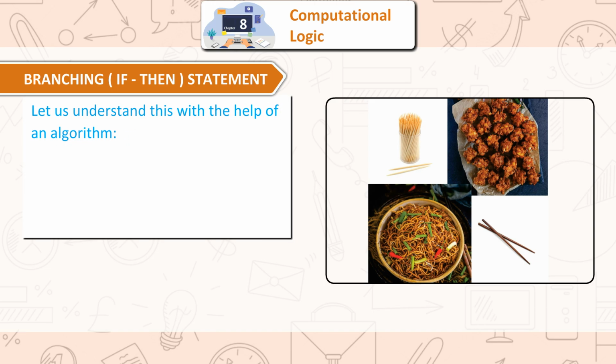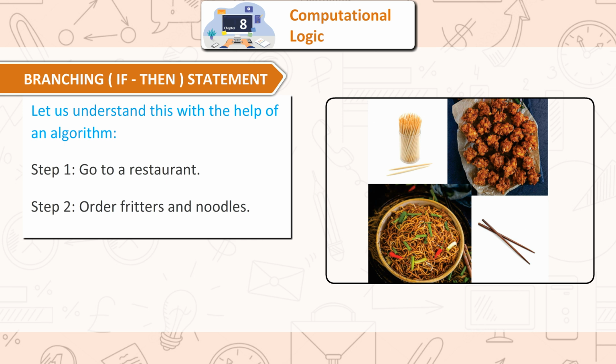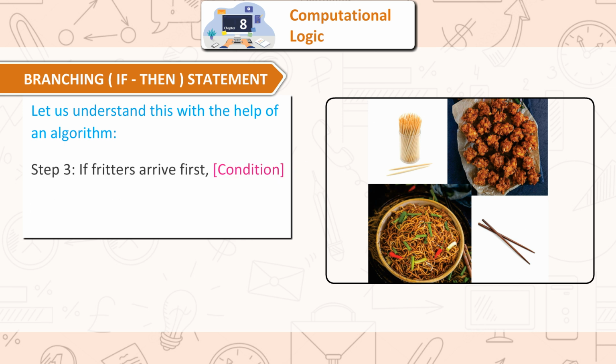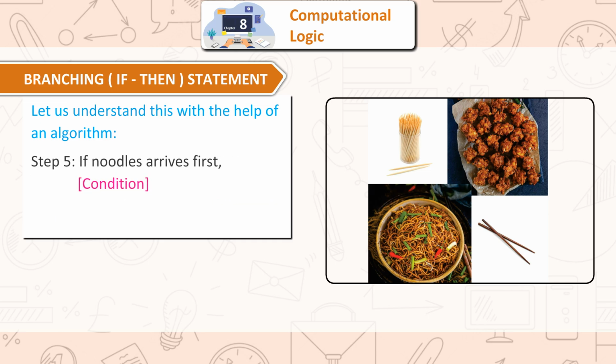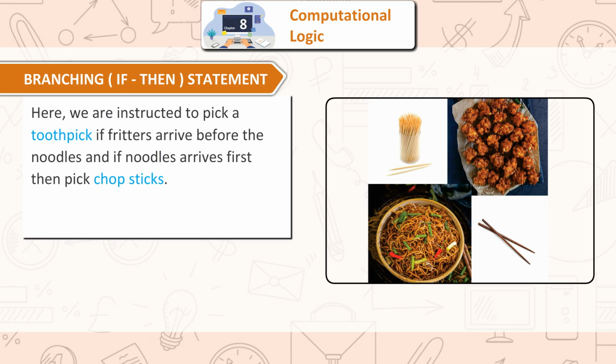Let us understand this with the help of an algorithm. Step 1. Go to a restaurant. Step 2. Order fritters and noodles. Step 3. If fritters arrive first (condition). Step 4. Then pick a toothpick (action). Step 5. If noodles arrive first (condition). Step 6. Then pick chopsticks (action). Here, we are instructed to pick a toothpick if fritters arrive before the noodles, and if noodles arrive first, then pick chopsticks.